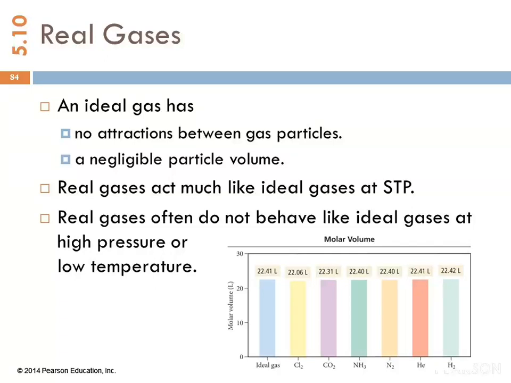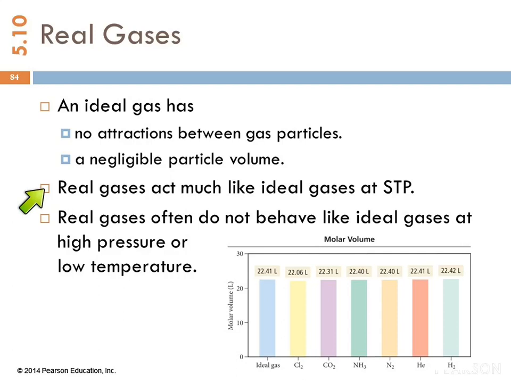We've been talking about ideal gases. We need to mention real gases. So, characteristics of an ideal gas are that it has no attractions between gas particles, and that the particles themselves have a negligible volume.